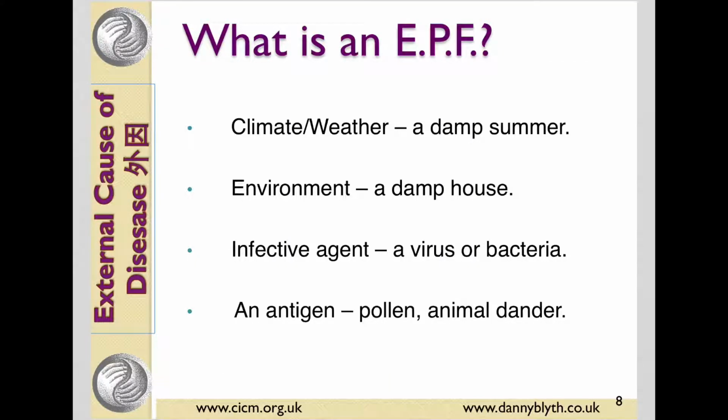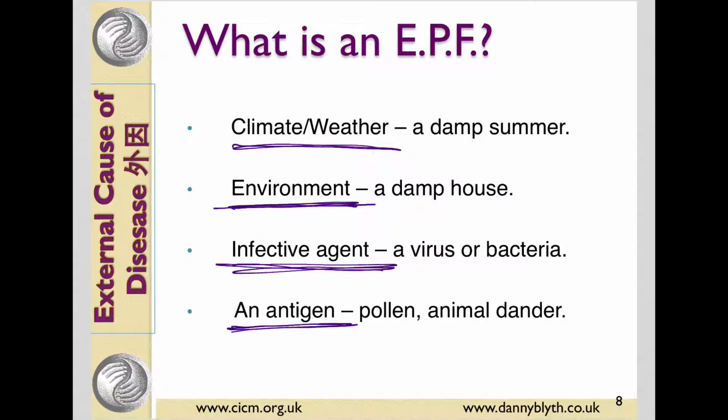So an external pathogenic factor might be the climate or the weather. We talk about a damp summer. It might be our environment, like a damp house. It might be an infective agent, as we talked about with the 6 stages and 4 levels. And it might be an antigen, so people respond with allergies in the same way that they respond as if it was an infection. So we compare the internal environment in illness to the external environment and pathogenic influences.